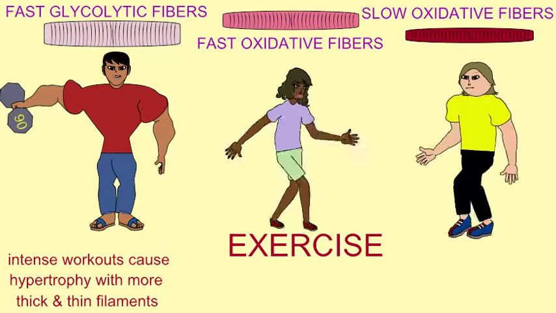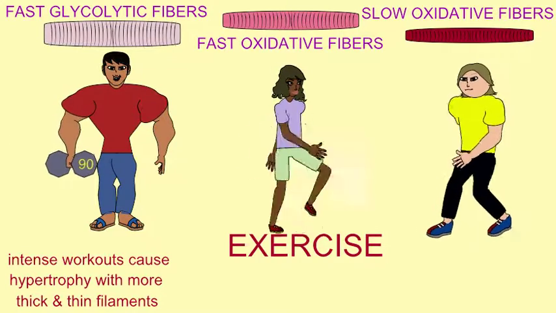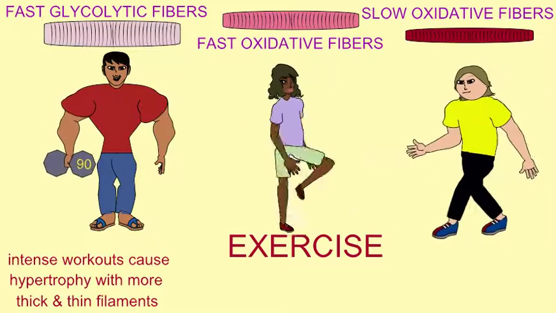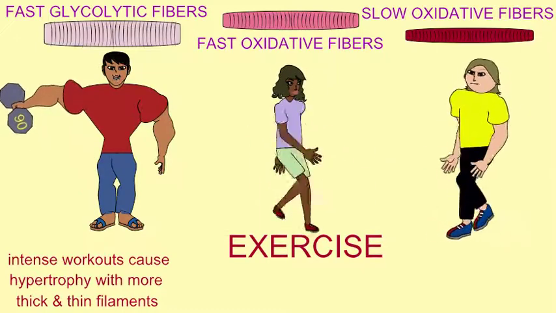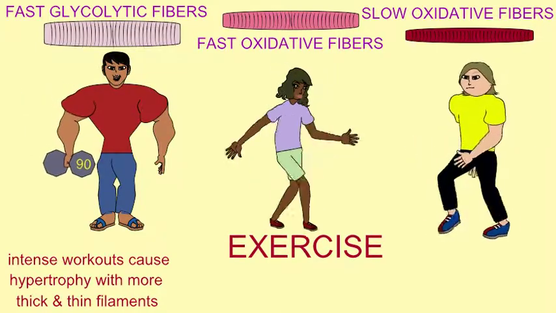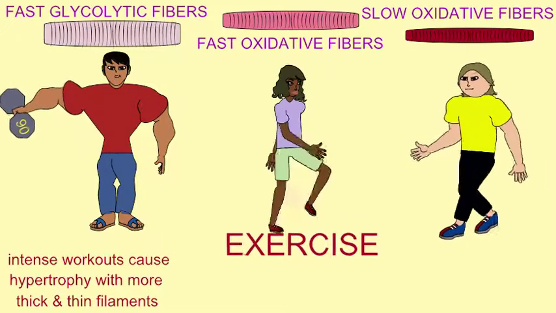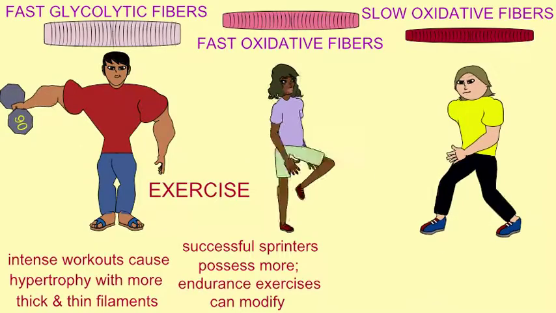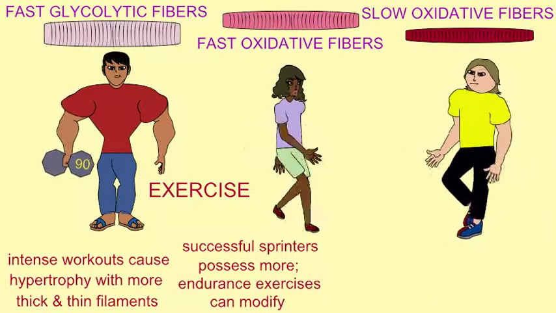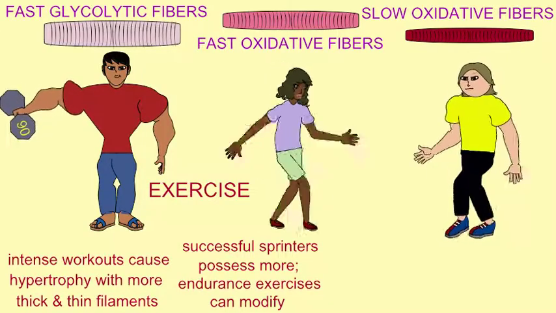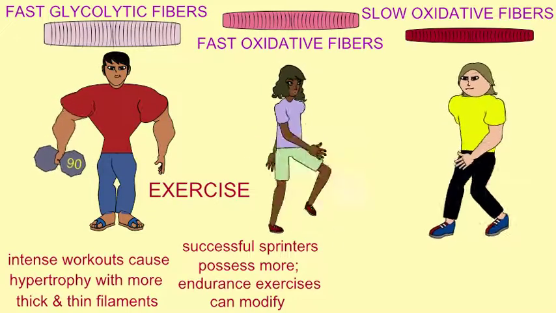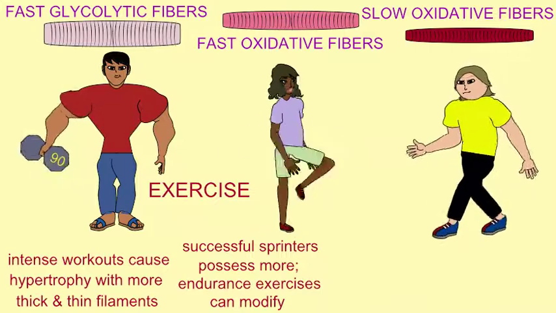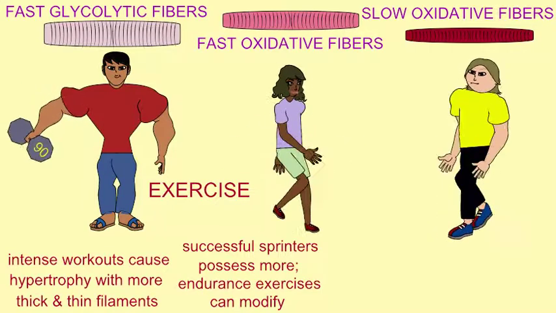Intense workouts cause fast glycolytic fibers to increase in size. This is known as hypertrophy, as the muscle fibers make more thick and thin filaments. The legs possess many of these fast oxidative fibers, and they are used in sprinting. Successful sprinters tend to have a greater percentage of fast oxidative fibers in their legs.